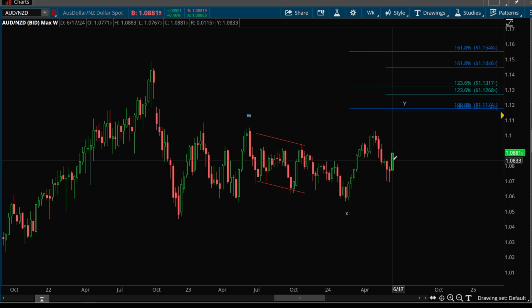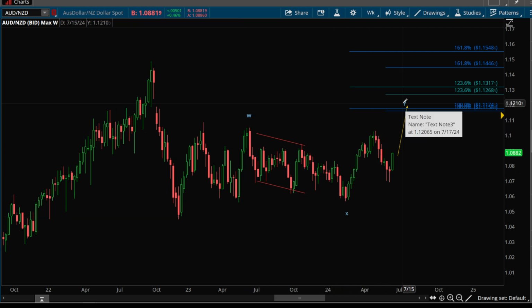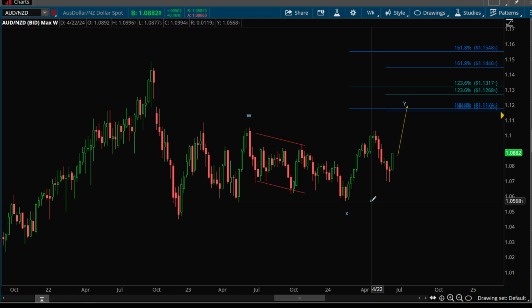And so as long as we close the week out above this 8, I think you got a lot of room to run here in Aussie, New Zealand. And we're looking for this W, X, Y structure. So you want lower time frame pullbacks in Aussie, New Zealand.